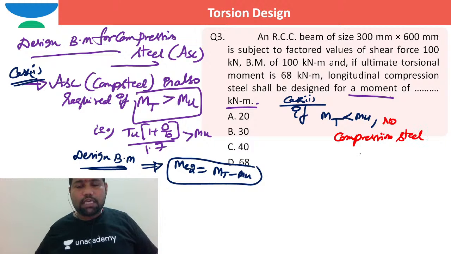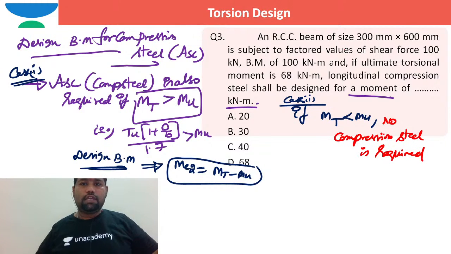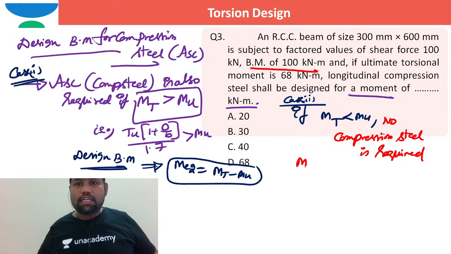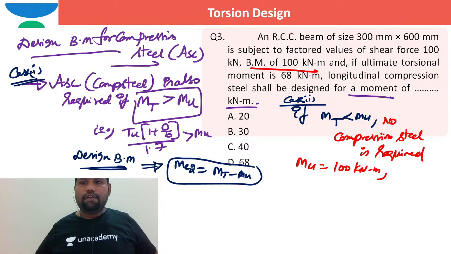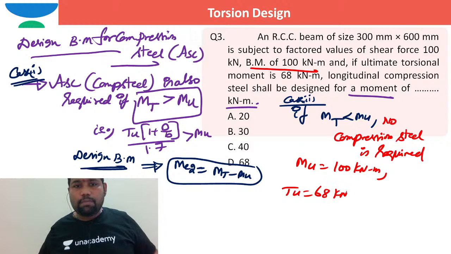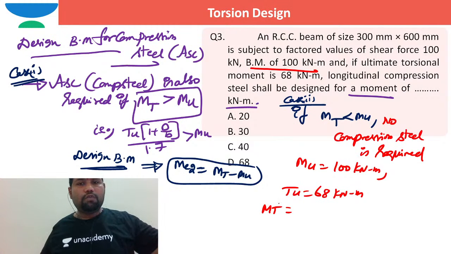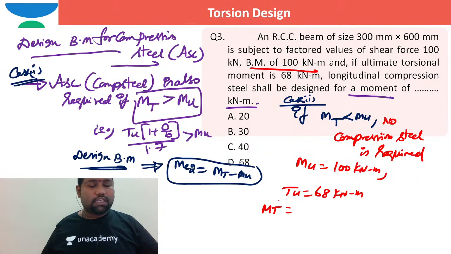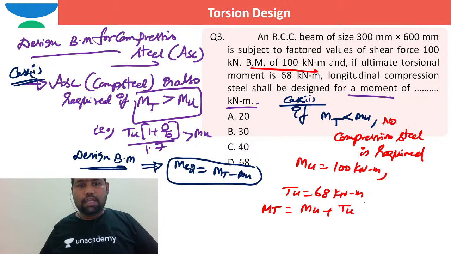No compression steel is required. Now if you see this problem, what is the bending moment because of external loads? That is Mu is equal to 100 kilonewton meter. If ultimate torsional moment is Tu is equal to 68 kilonewton meter, then can I work out Mt? Mt is equal to Mu plus Tu.